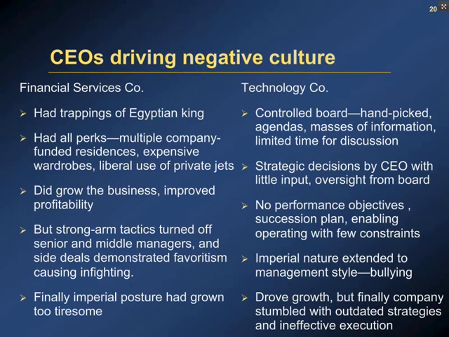Technology company. This CEO controlled the board. He was actually a founder of this company. He handpicked the board, set the agenda, sent out masses of information so they couldn't possibly absorb it, made strategic decisions by himself. There are no performance objectives, certainly no succession plan. He was a bully. And he, frankly, on the side, he tried to bully me. That didn't work. But it didn't work in the organization either. And even though he drove growth, he finally had major problems, and he was tossed out by the board.